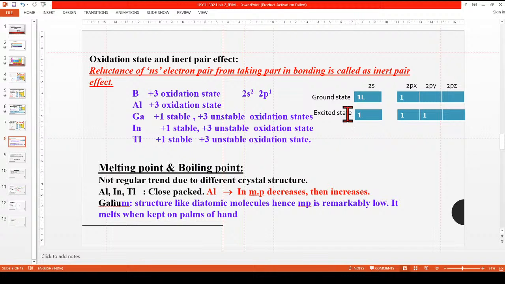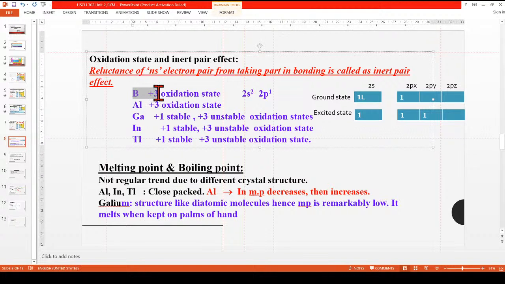But now in case of gallium, indium and thallium, this s electron pair is not taking part in bonding. Therefore only one electron bonds. So this electron pair becomes inert in case of gallium, indium and thallium, and hence for boron and aluminium the common oxidation state is +3, all three electrons involved, whereas for gallium, indium and thallium only the px electron takes part in bonding.